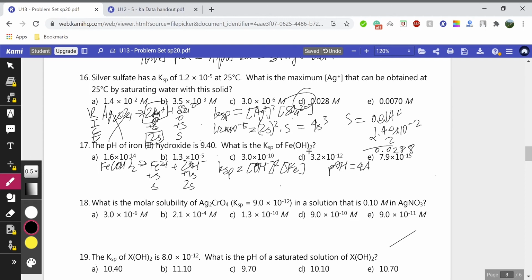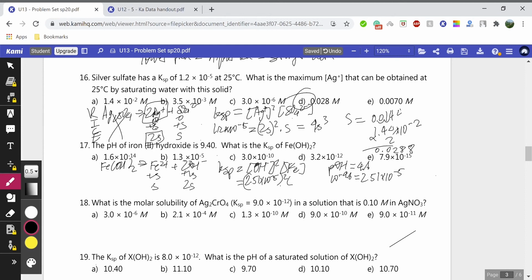4.6. Now pOH is 4.6, so 10 to the negative 4.6 power is going to be 2.51 times 10 to the negative fifth power. That is our concentration of OH minus. So this number here is our 2s because this and this equal each other. So now this is 2s. Ksp is equal to OH minus squared, which is 2s squared, which will be equal to 2.51 times 10 to the negative fifth squared.